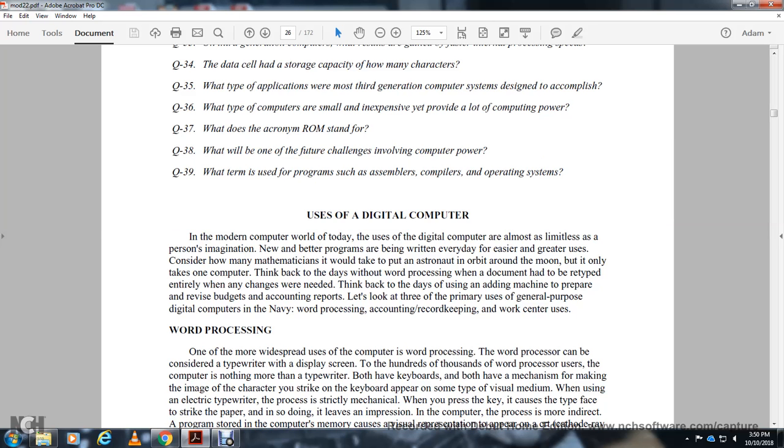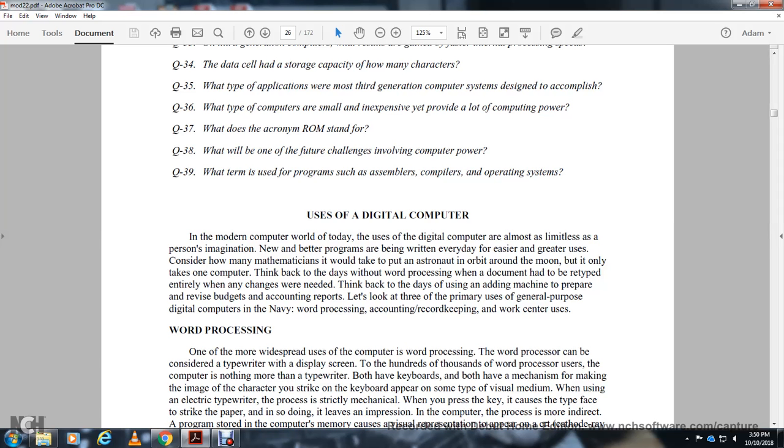Uses of the digital computer. In the modern computer world of today, the use of the digital computer is limited only by the imagination. New, better programs are written every day. How many mathematicians would it take to put an astronaut in orbit around the moon, but only one computer. But think back to the days without word processing, when the document had to be retyped entirely with the change that we need.